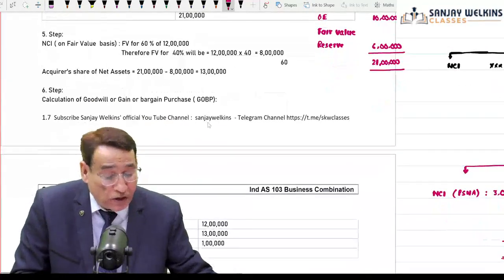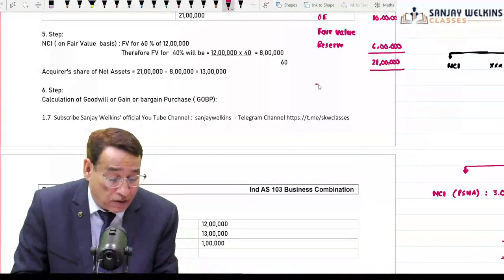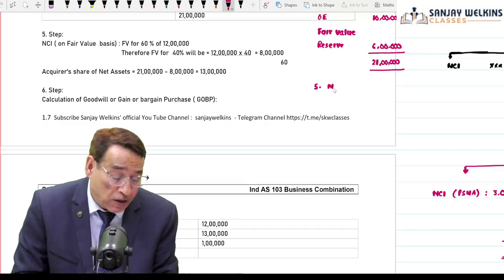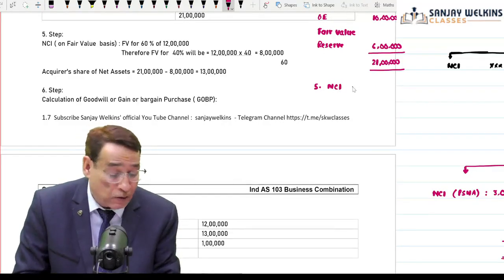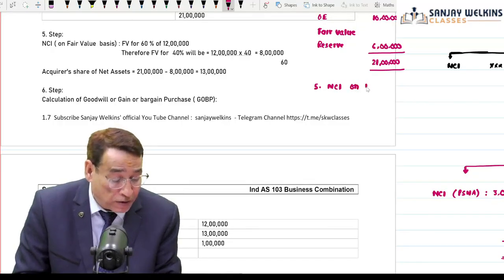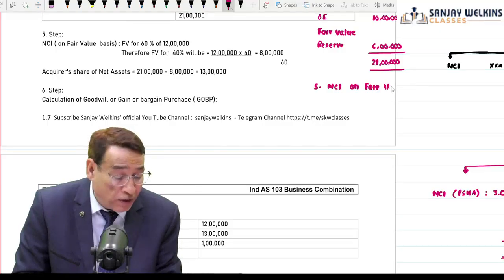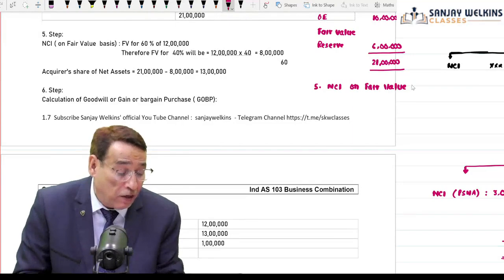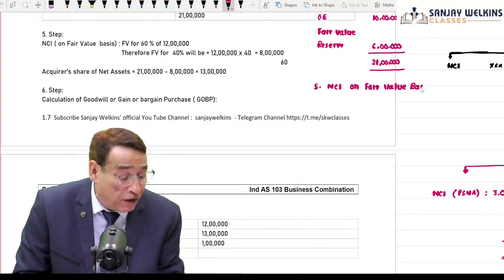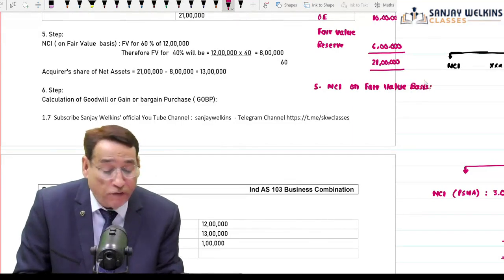Once we have determined the total net assets, the next step is to determine the amount of NCI. Now in this question, it is clearly mentioned that NCI needs to be computed on fair value basis. So NCI on fair value basis. Now on fair value basis, what will be the value of NCI?